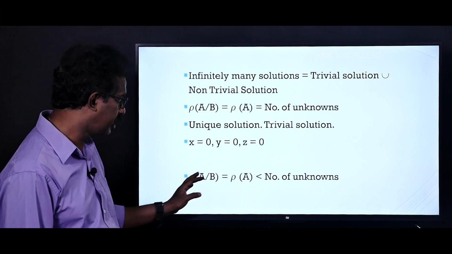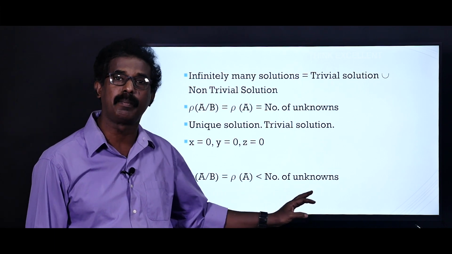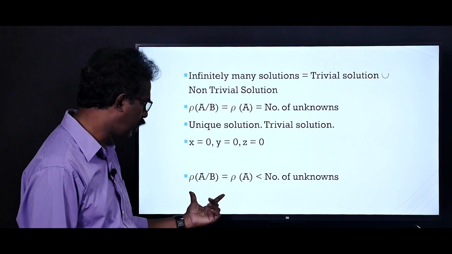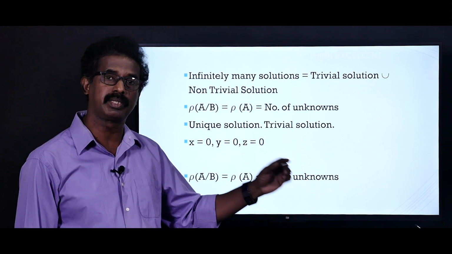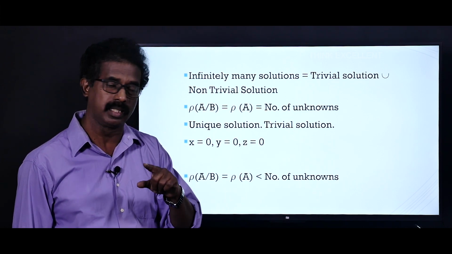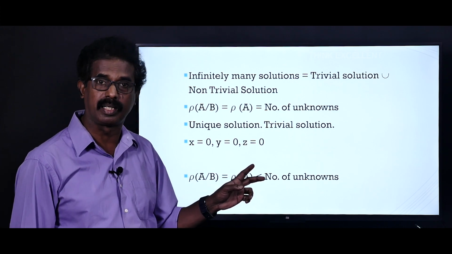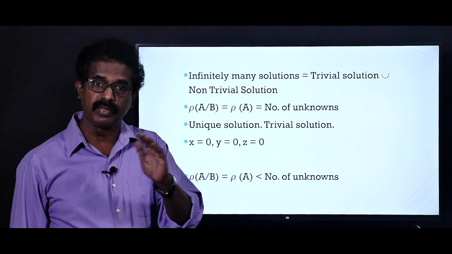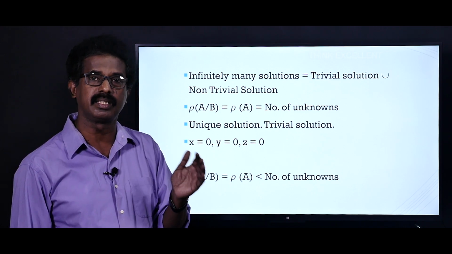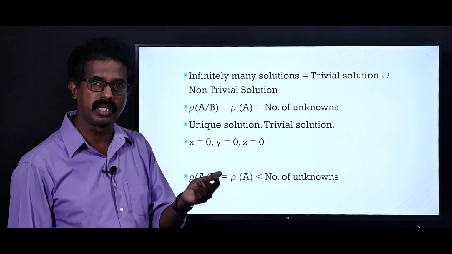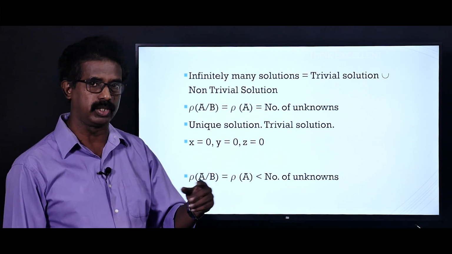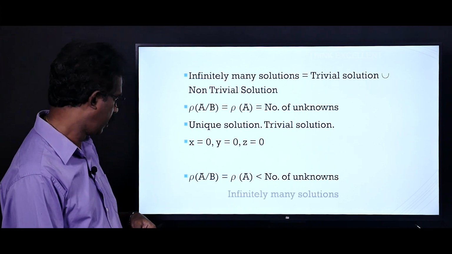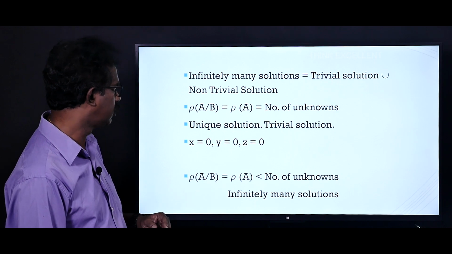When the ranks are equal but less than the number of unknowns. Suppose the number of unknowns is 3, X, Y, Z. It is 2, 2 or 1, 1. Already you studied that type, right? Then it is consistent. It has infinitely many solutions. Whether the system reduces to one equation or two equations depends on the rank, whether it is 2, 2 or 1, 1. So it has infinitely many solutions.